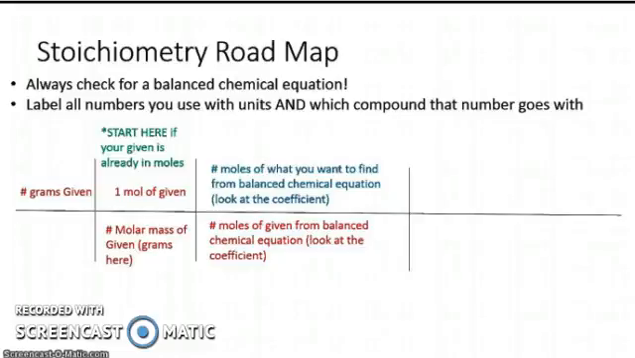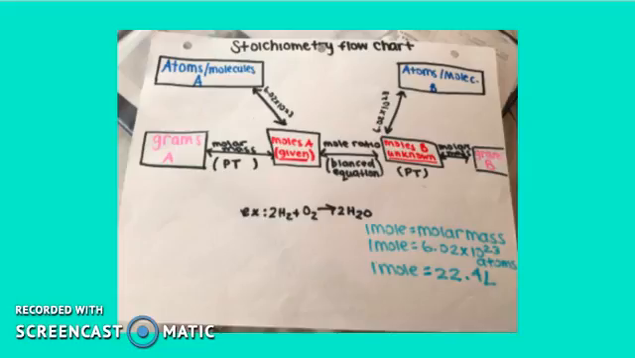And the moles equals molar mass, so you put 1 mole of the given on top, and then the number of moles given from the equation, and then you put the number of moles of what you need to find from the balanced equations. The stoichiometry flowchart.